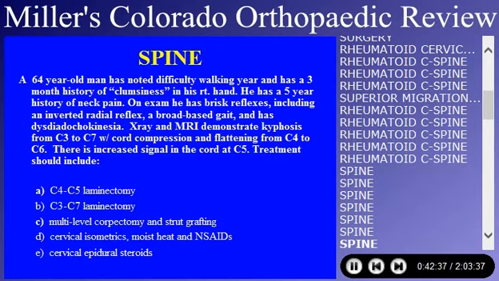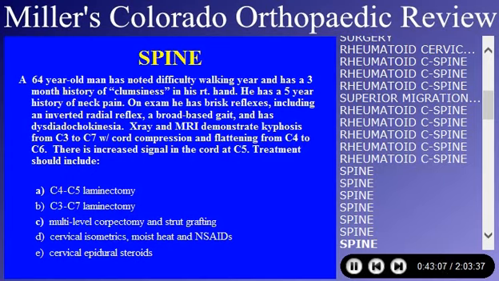A 64-year-old man has noted difficulty walking times 1 year and has a 3-month history of clumsiness in his right hand. 5-year history of neck pain. He has brisk reflexes. He has an inverted radial reflex. When you tap on the brachioradialis reflex and the long finger flexors fire, that's an upper motor neuron sign, and supposedly correlates with a C6 pathology level. A broad-based gait, and he has dysdiadochokinesia, difficulty with rapid alternating motion. I didn't have to tell you that.